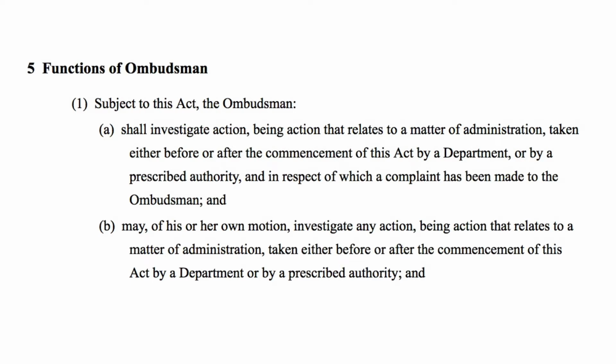There are two super interesting aspects of this section that I want to talk about. The first one is that subsection 1A gives the Ombudsman the right to investigate an action that relates to a matter of administration. Now, at first it might not be obvious why this matters so much, but it's so much broader than the ADJR Act. Think about it. Under the ADJR Act, you can only get a review of a decision of an administrative nature made under an enactment. The Ombudsman isn't restricted to looking at decisions. They can look at any action.